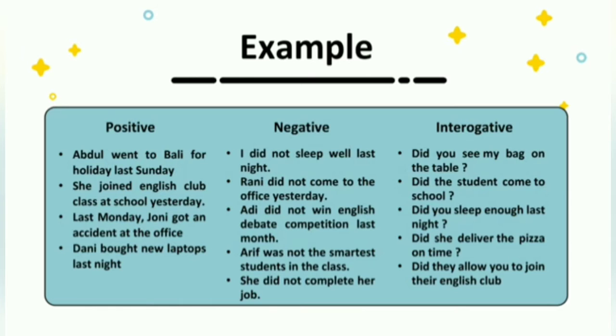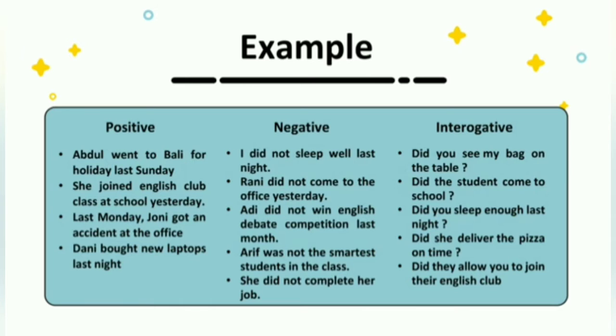And then, examples of simple past negative tense sentences. I did not sleep well last night. Rani did not come to the office yesterday. Adi did not win the English debate competition last month. Arif is not the smartest student in the class. She did not complete her job.